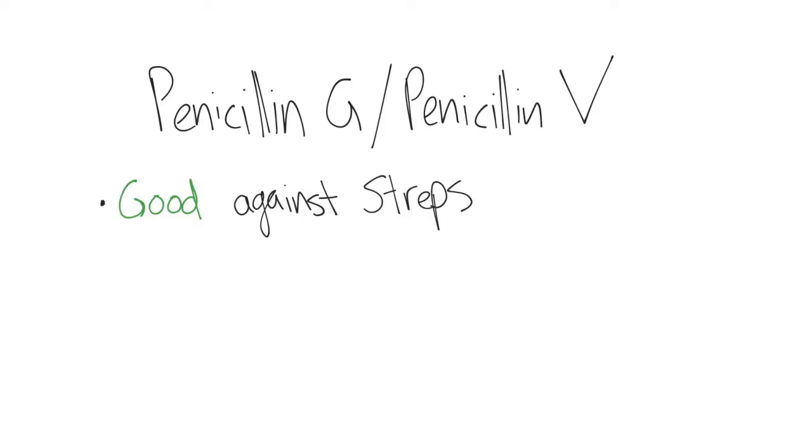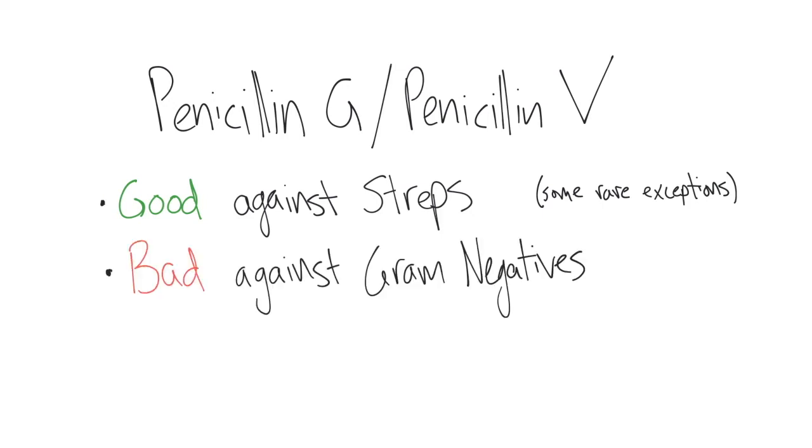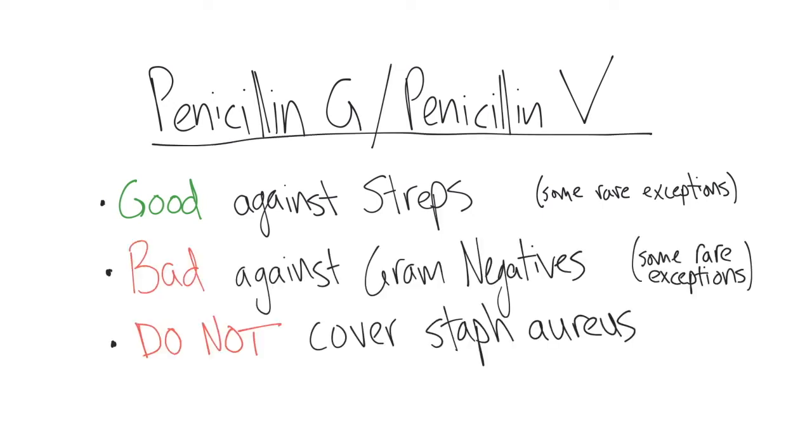Okay, so let's get into it. Penicillin G and V. Your key summary points for these are that penicillin G and V are good against streps, with some rare exceptions, bad against gram-negatives, with some rare exceptions, and do not cover staph aureus.